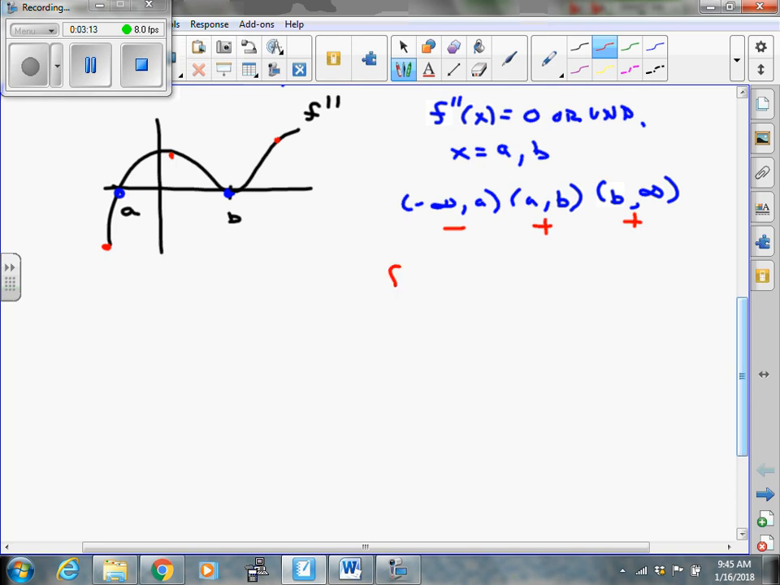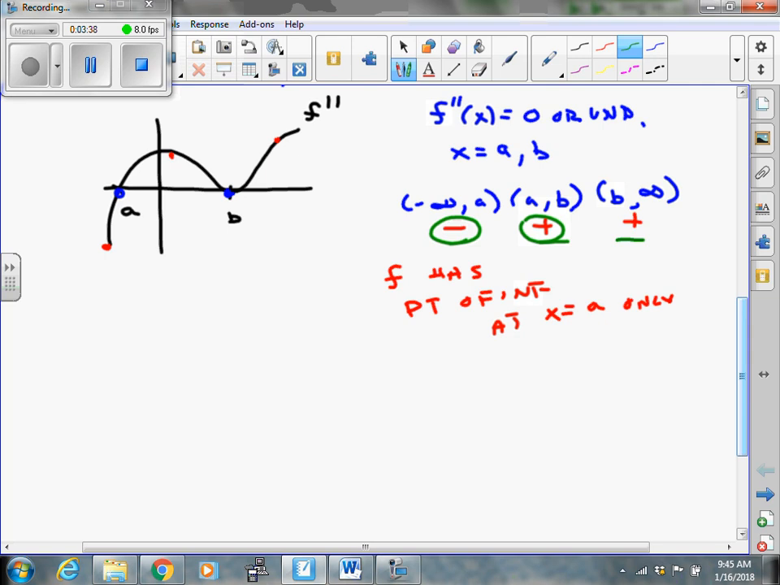Hence, for this function, f has a point of inflection at x equals a only, because b didn't change its values. It went from positive to positive, hence it's not a change in concavity. Here we have a change in concavity. It went from negative to positive.